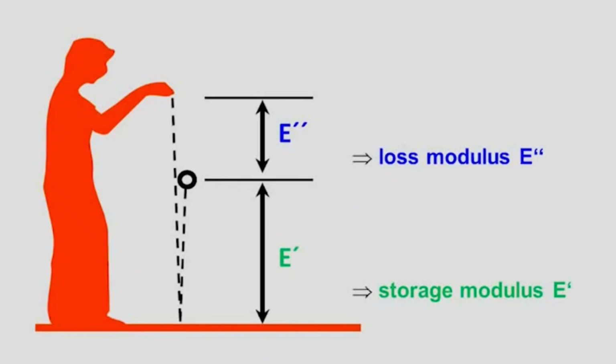This diagram shows the relationship between loss modulus and storage modulus. First, loss modulus measures the viscous response, and storage modulus measures the elastic response. When a ball hits the ground and reflects back, the height it reaches represents the storage modulus, the elastic part, and what it lost is the viscous part.